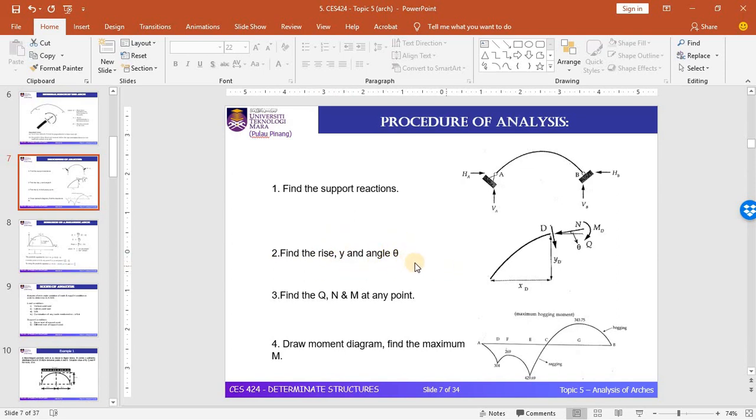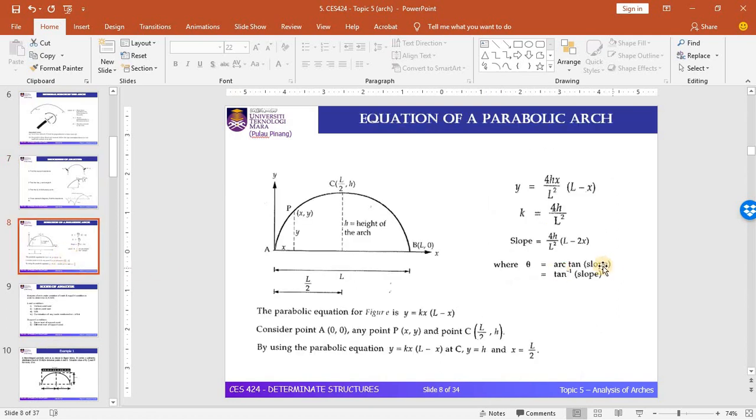I can say that the method used for arch analysis is the method of sections that we have applied in the beam. The y and the angle here can be obtained by using specific equations that we will go through in detail in the next slide. The values of angle and y will change according to the position of the cut section on the arch. So let's look at the equation of y and the angle.